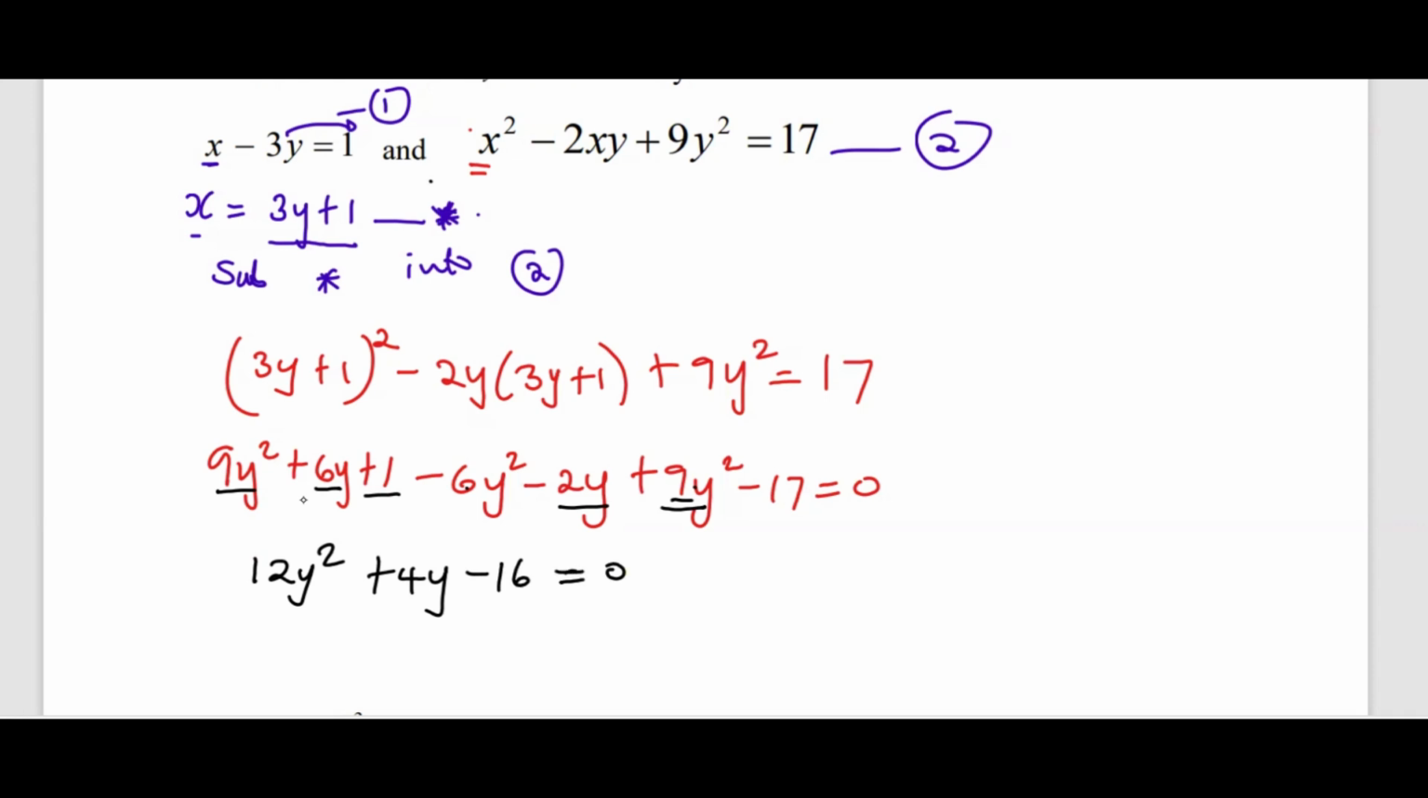So all these can be divided through by 4. We're going to have 3y squared plus y minus 4. Then what I can do is use the factors, or I can use the quadratic formula.